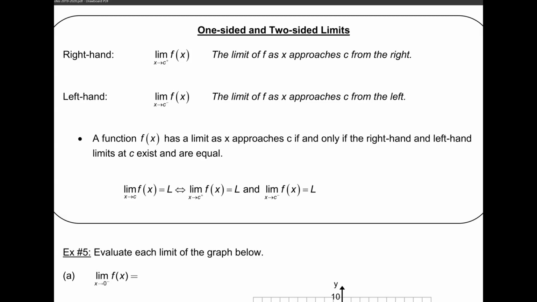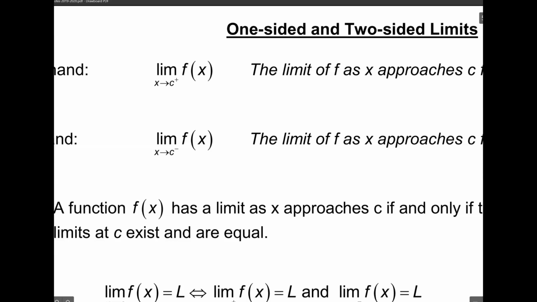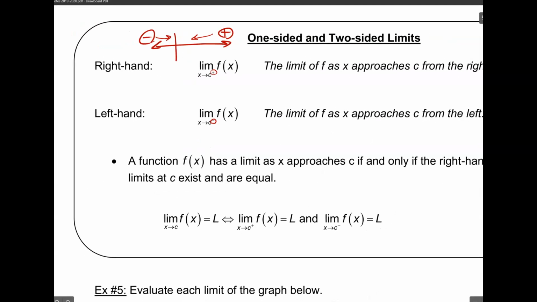All right, so right hand, if I'm approaching from the positive, right? This little plus up here means from the right side. If you think of a number line, negative, positive. If I'm approaching from the positive side, I'm coming from the right side. If I'm coming from the negative side, I'm coming from the left. That's what this is saying right there.